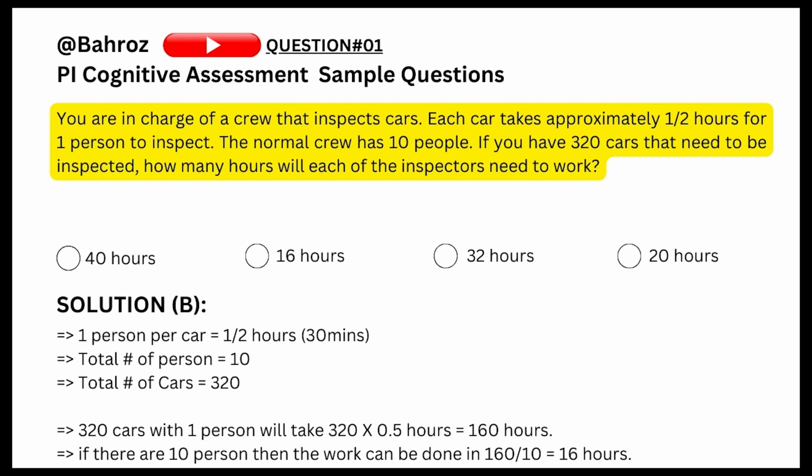Now we solve it. 320 cars with one person will take how much time, which is 320 divided by 2, half of it, because each car was taking 30 minutes or half an hour.